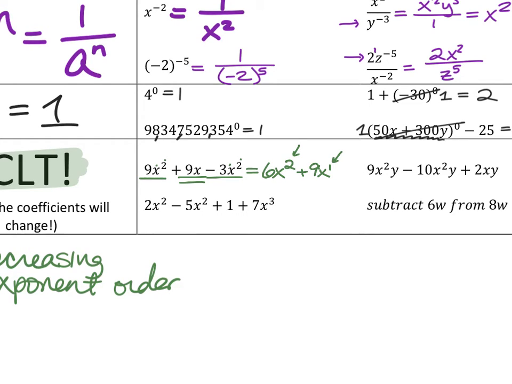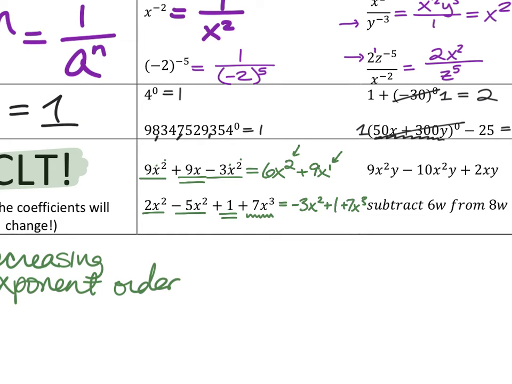The second example, we have 2x squared, and the only thing that it's like is negative 5x squared. Some people might ask if it's like with 7x cubed. Well, no, because this is x to the third power. That's not the same term as x squareds. So I would combine the x squareds, 2 plus a negative 5, that's negative 3x squareds. There's nothing that's like with the 1, and then I have the 7x cubed that has nothing to combine with.